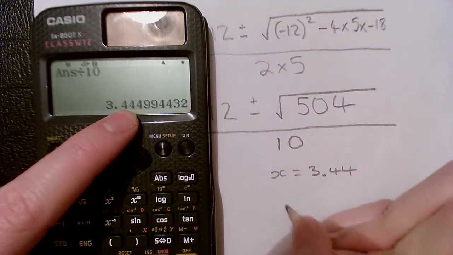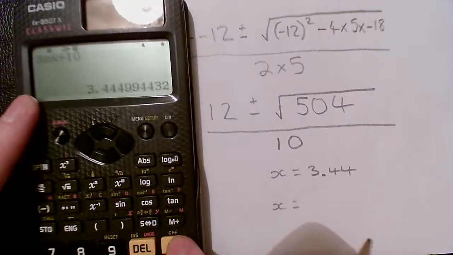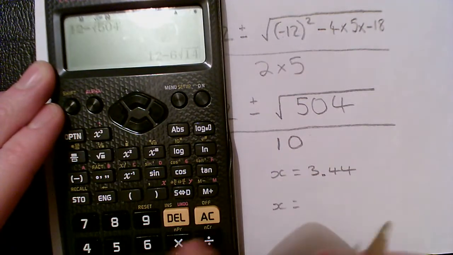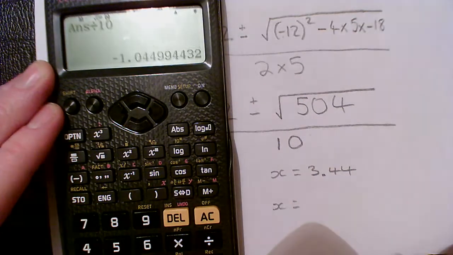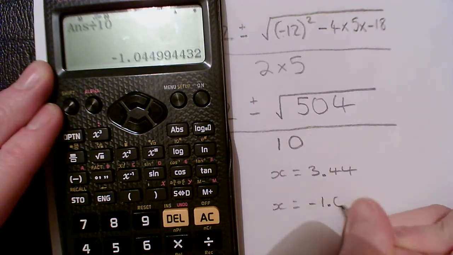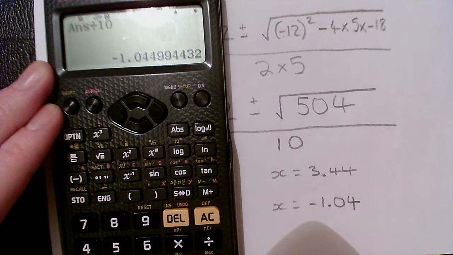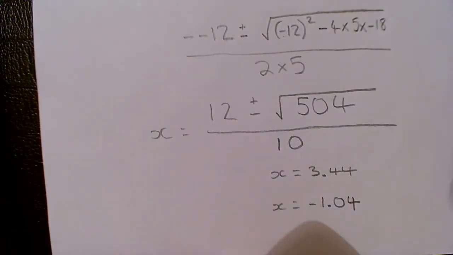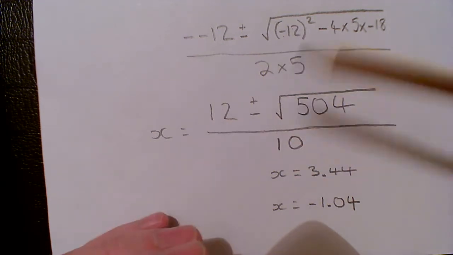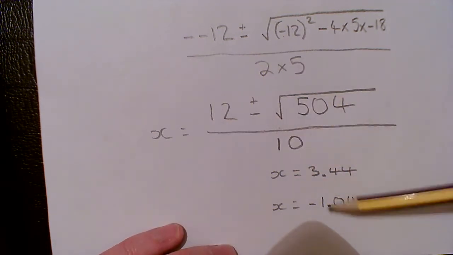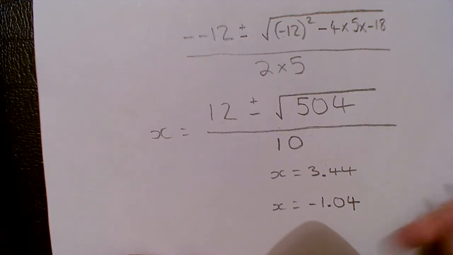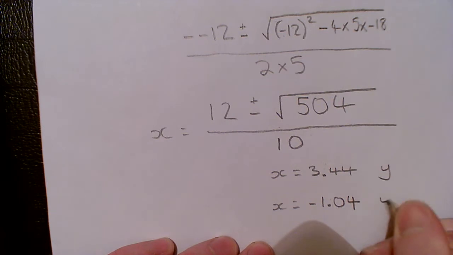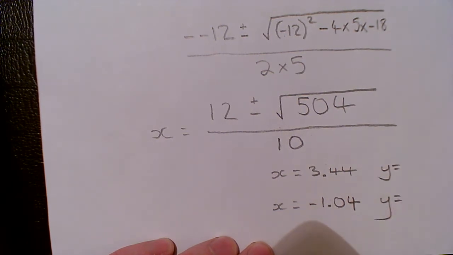And my second x value will be given to me by 12 minus the square root of 504. And I've got minus 1.04 to 3 significant figures. So they're my 2 x values. Be careful here, because sometimes when we do the quadratic formula normally, we're just looking for the 2 roots of the equation, its 2 solutions, but I'm doing a simultaneous equation, so I want to also work out what the y values are. So we're not quite finished.